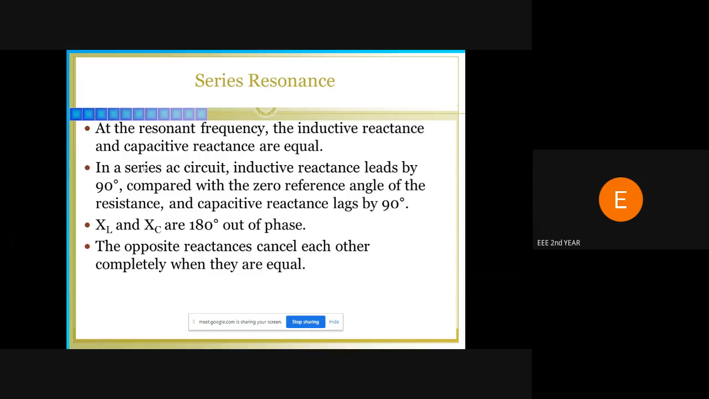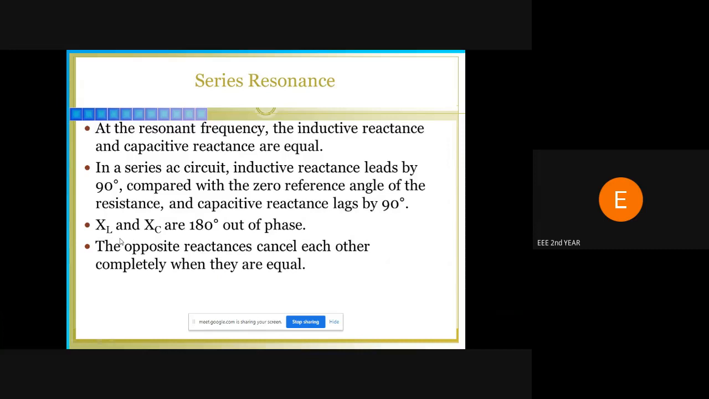In a series AC circuit, the inductive reactance leads by 90 degrees compared with the zero reference angle, and the capacitive reactance lags by 90 degrees. So your inductive reactance leads by 90 degrees, whereas your capacitive reactance lags by 90 degrees. Then only will that particular circuit act as purely resistive. Here these are all referenced with the resistance. At that condition, XL and XC are 180 degrees out of phase, and the opposite reactances cancel each other completely.